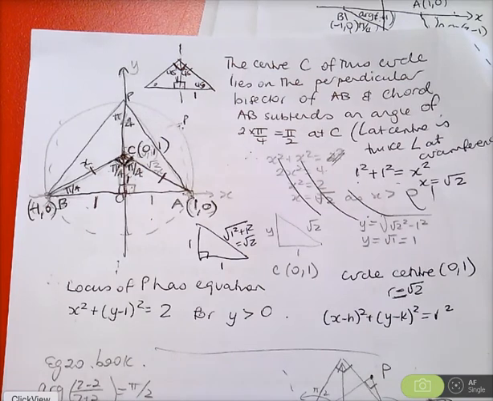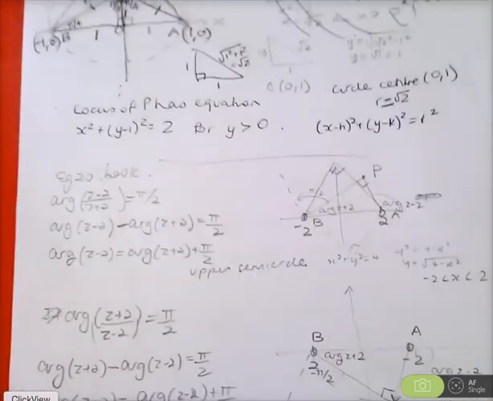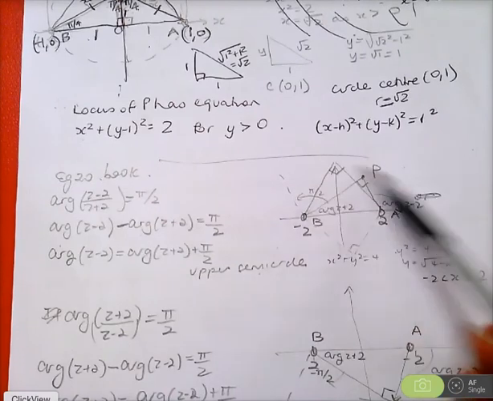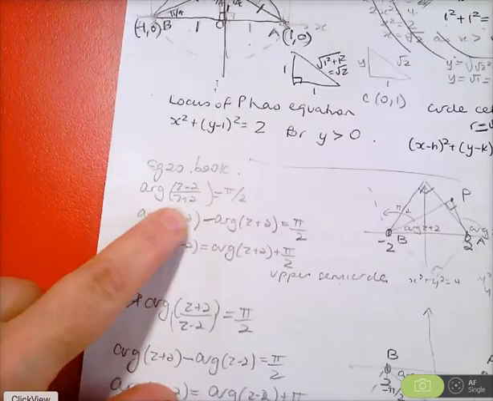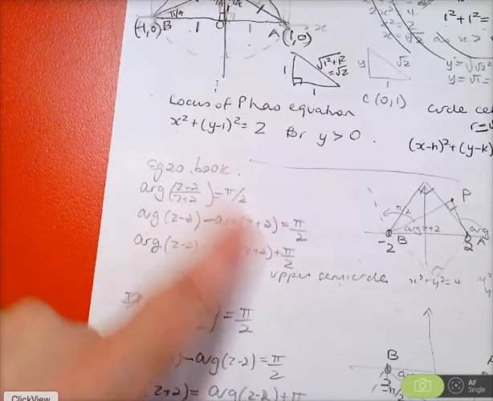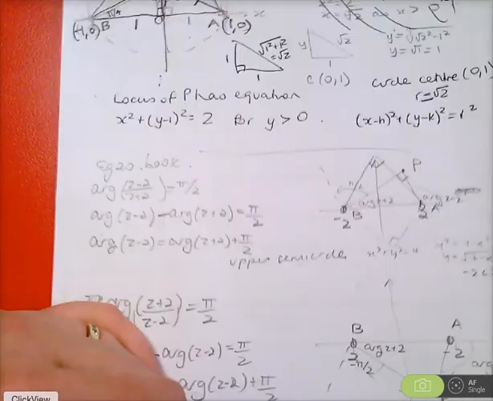Okay, what I'll do, there's another question like this, example 20 or something in your textbook. It's a similar thing: does P lie above the line? Does it lie below the line? The arg of (z minus 2) over (z plus 2) is pi on 2. So I'll continue with that example.